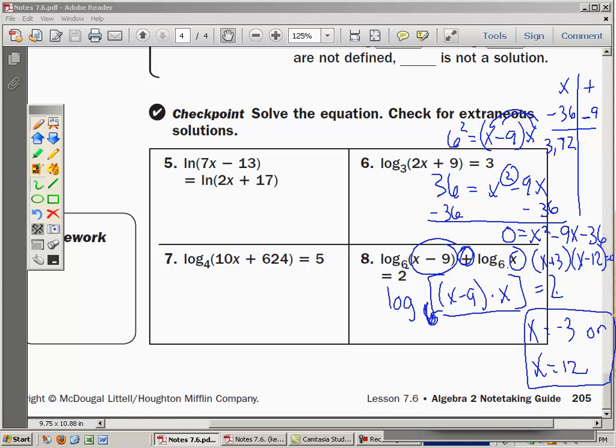Now, if I plug negative 3 in for x right here, this becomes log base 6 of negative 3, which, as you know, is undefined. And so this solution is out. And I will tell you, if we plug the 12 in, it does work, because you do 12 minus 9, which is 3. So it becomes log base 6 of 3, and then log base 6 of 12. And you guys can do the rest of the check on that. But the other solution does, in fact, work.